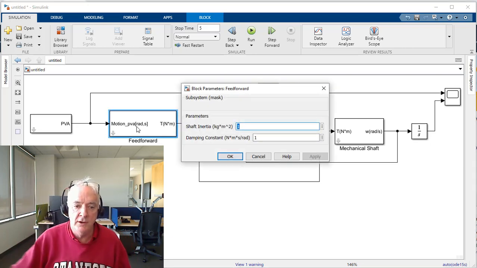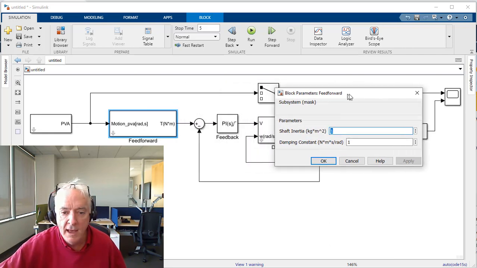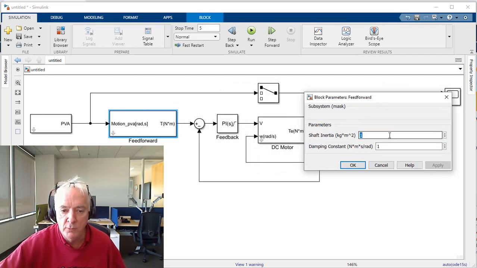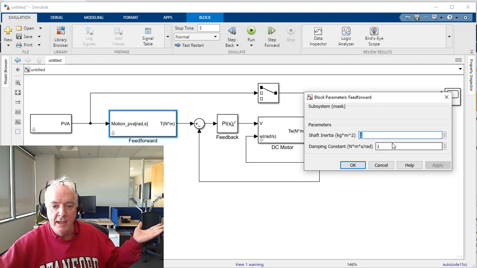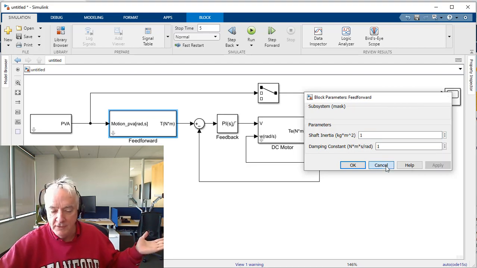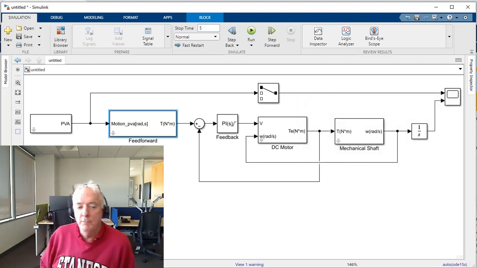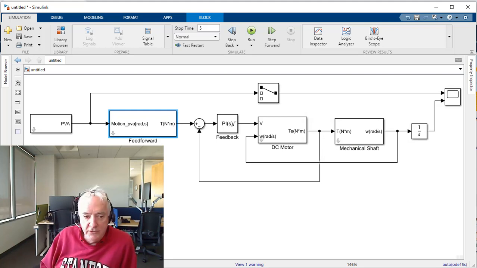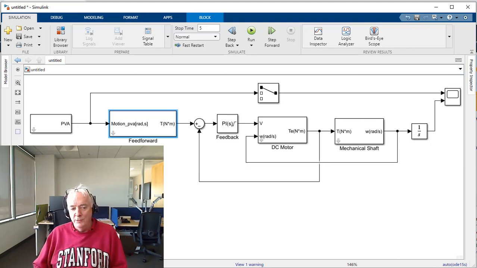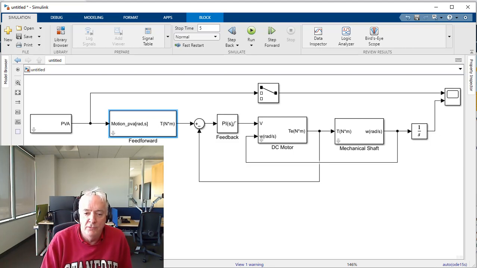You'll see as I double click on this block that I'm telling my feed forward controller what the shaft inertia is and what the damping constant is. So I'm essentially informing my overall system, through the feed forward controller, of what the system itself is, and why that's important we'll hopefully make the case for as we move through this.